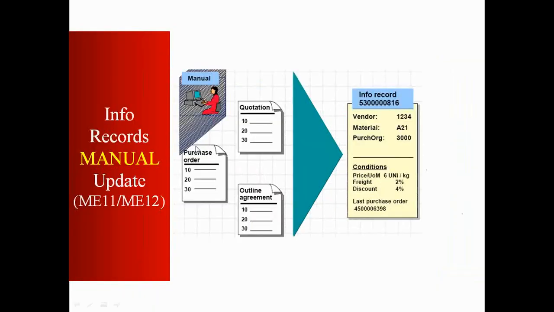Now we're talking about updating the PIR record. Time to time the vendor might change the price. Every year they might provide a different discount, or maybe every year they increase the price. So how do we update the PIR record? First is manually, like I just did now.